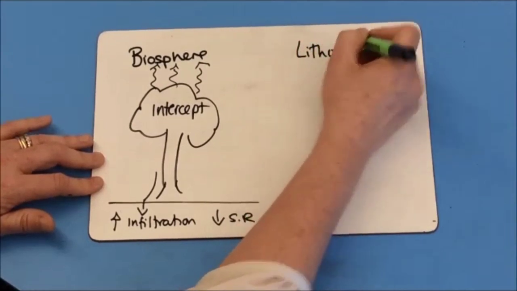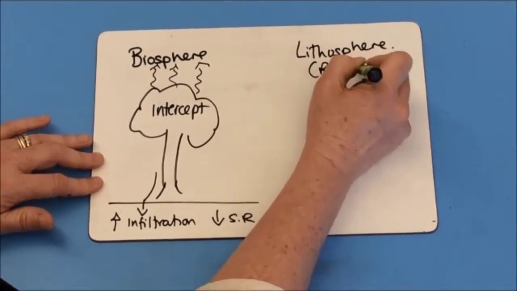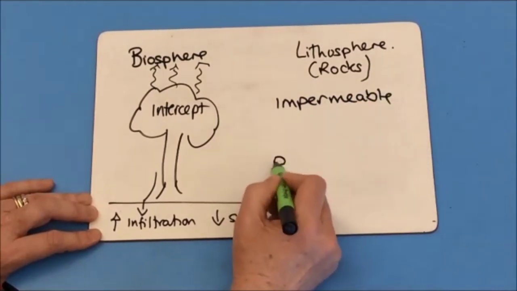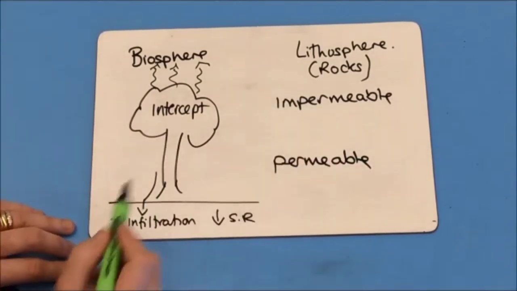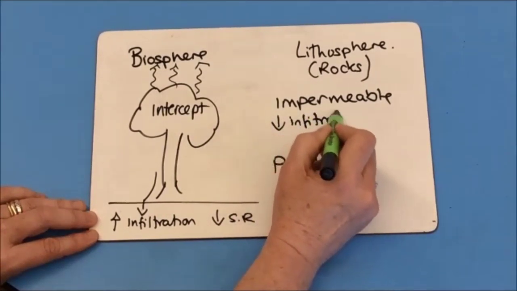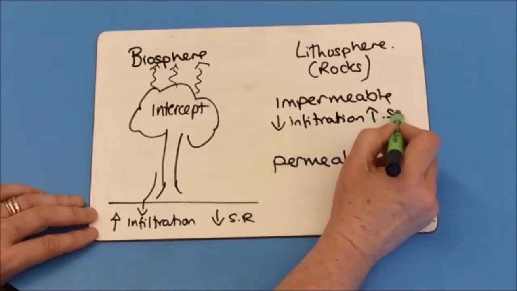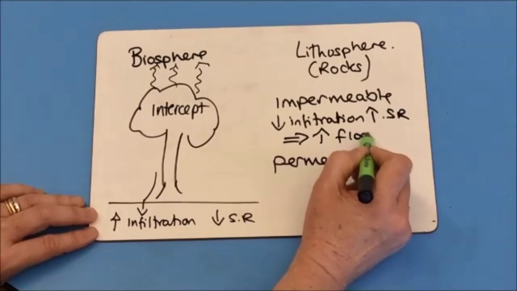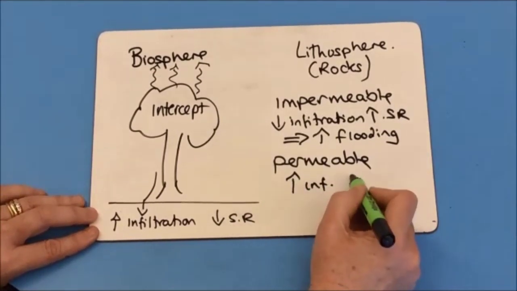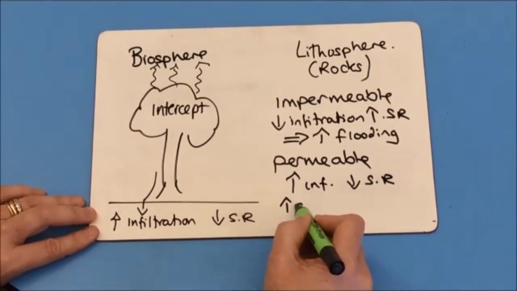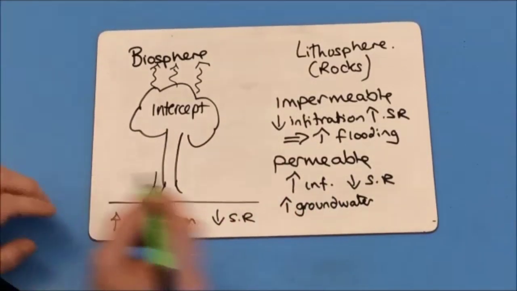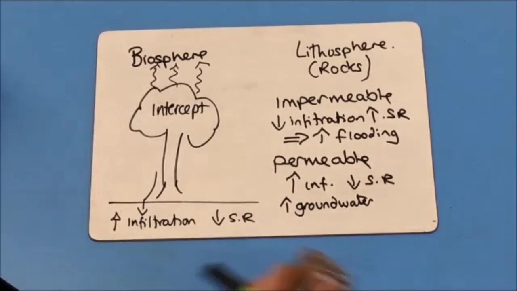You then have the role of the lithosphere, which basically means rocks. And we know there are two types of rocks. We have impermeable and we have permeable. An example of impermeable rock is your friend, Mr. Barry Boulder Clay, and that will reduce infiltration. It will increase surface runoff, therefore increasing the risk of flooding. Permeable rock is your friend Charlie Chalk, and that will increase infiltration, decrease surface runoff, increase groundwater flow and groundwater stores, so aquifers. You will often find aquifers underneath chalk. The role of the biosphere and the role of the lithosphere.